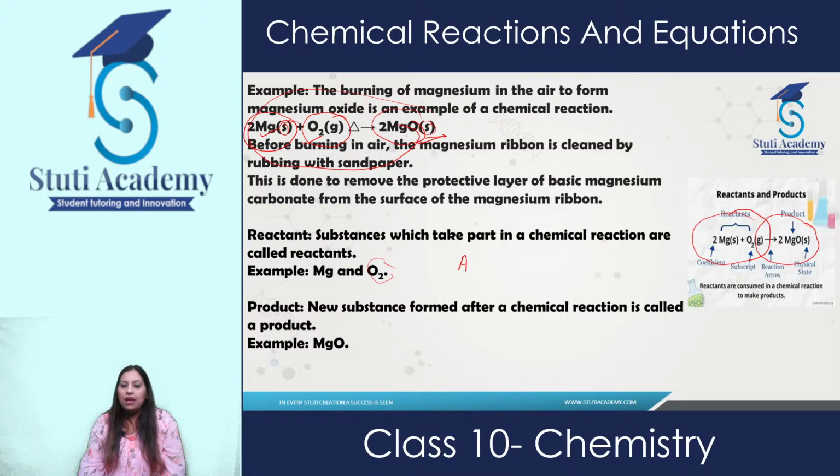Here I am giving you one more example. Suppose A reacts with B. It results in the formation of C, or sometimes more substances are also produced, which we can represent by D. It can be anything. So A and B here are the reactants, and C and D are the products. So when we combine these reactants and products, it results in a chemical reaction.